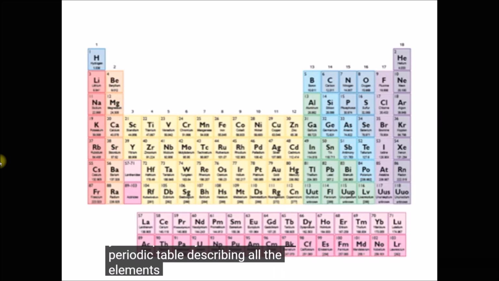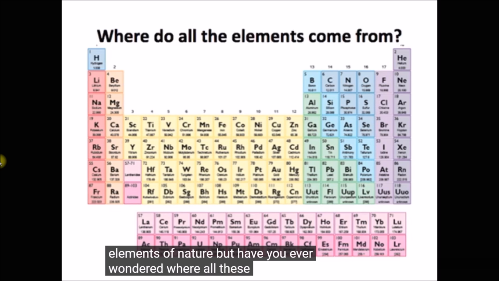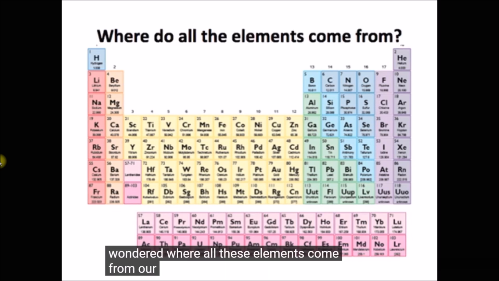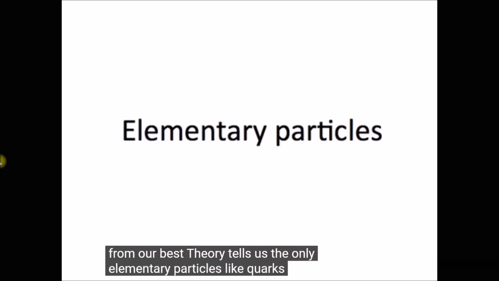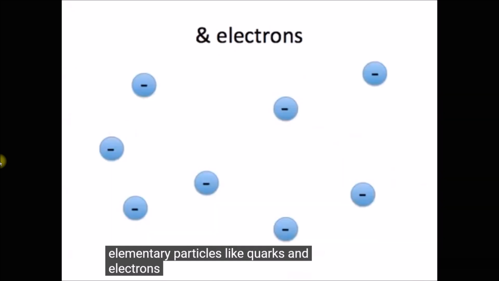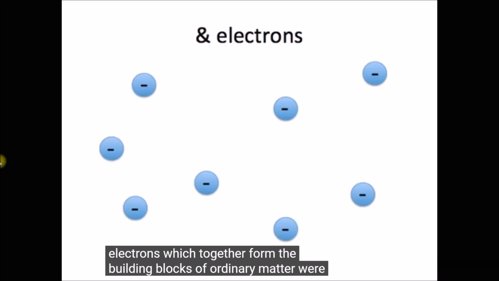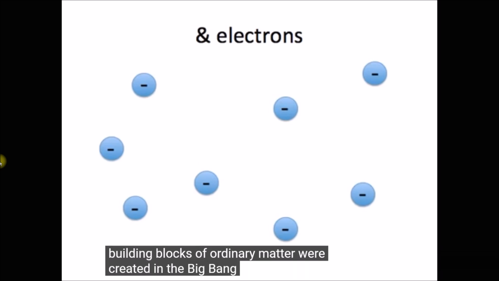table describing all the elements of nature. But have you ever wondered where all these elements come from? Our best theory tells us that only elementary particles, like quarks and electrons, which together form the building blocks of ordinary matter, were created in the Big Bang.